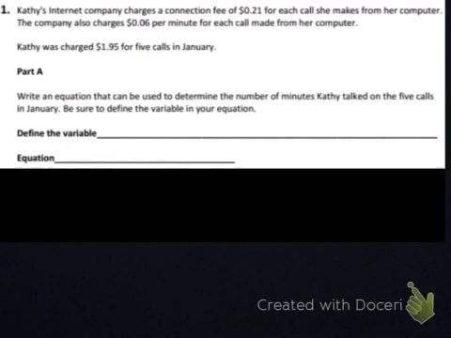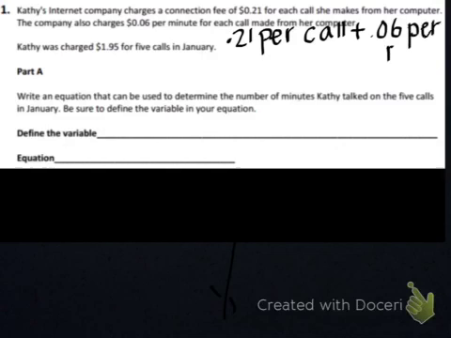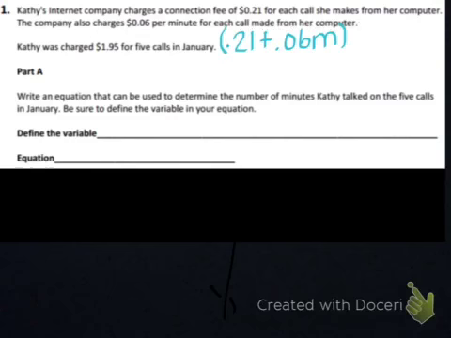So the first thing that I want to do is just get an idea of the info that they're telling us. They're first telling us that each phone call is 21 cents. And then they're also telling us that they're charging 6 cents per minute. So when I see the per minute, I can tell that I'm probably going to have a variable there. So I've just put my variable in, and you can see I've used the letter M. The reason I use the letter M is because my variable is going to mean the number of minutes per phone call.